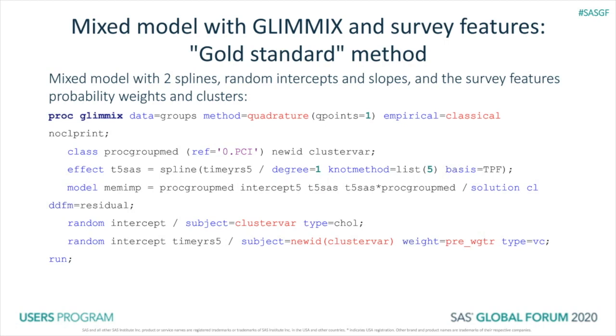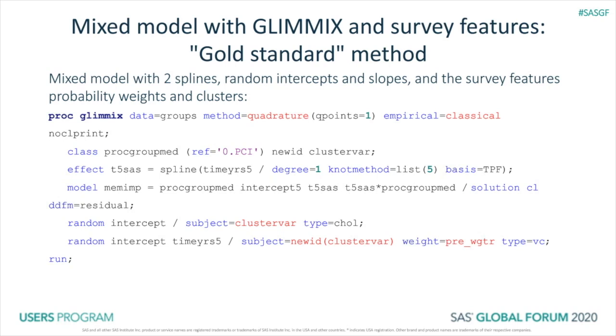In the first RANDOM statement, we are obtaining the random intercepts for the variable cluster_bar. This variable is a survey design variable that is a combination of strata and cluster, and it accounts for the correlation of IDs within the same cluster. Then in the second RANDOM statement, we are obtaining random intercepts and random slopes for each ID, here represented by new ID, nested within cluster_bar. And then we specify the probability weight corresponding to each of the respondents in the sample that we have.